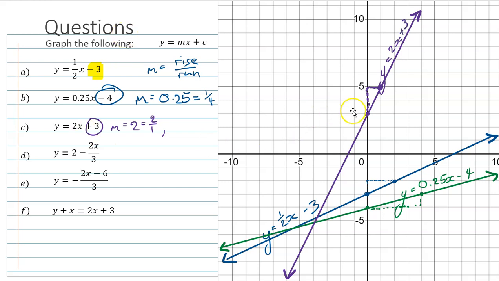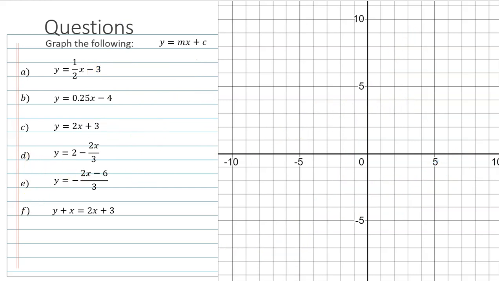Cool. Now let's go to a new graph, and we'll graph D, E, and F. So here we go. Looking at D, notice that we're in a different form again. So the constant is the first term, and then the x value is the second term. So looking at this, we know that because the constant is the first one, we can say it's going to intersect at 2. So I'll mark it here, +2.